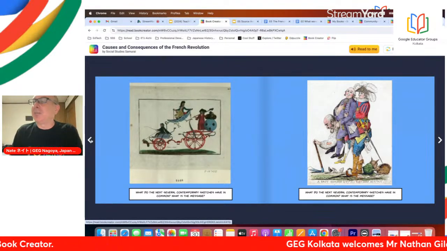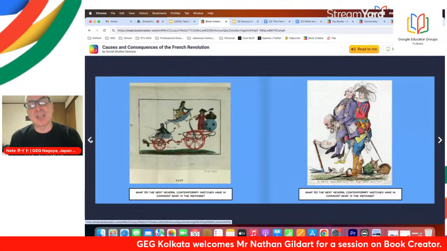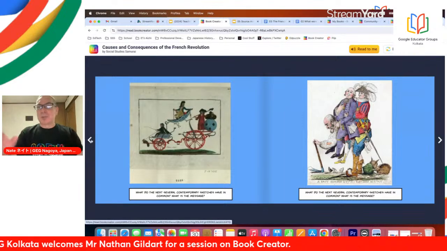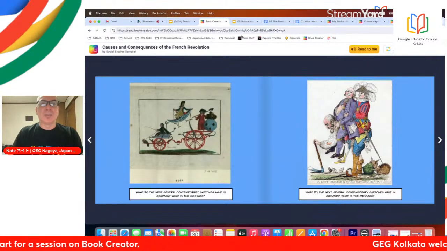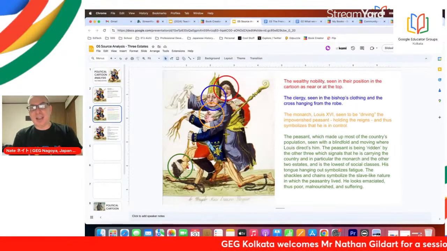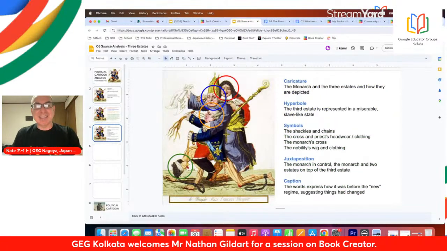I've been using Book Creator pretty frequently for about 4 or 5 years now. I've used it for a number of years, but regularly for this simple reason, right? I can just do a lot with it. It's a great tool. Let's see. And this is just another thing that we do with the students before they actually do the other source analyses.